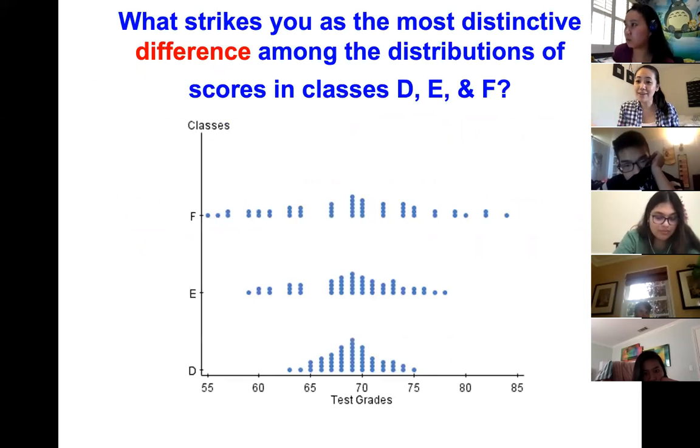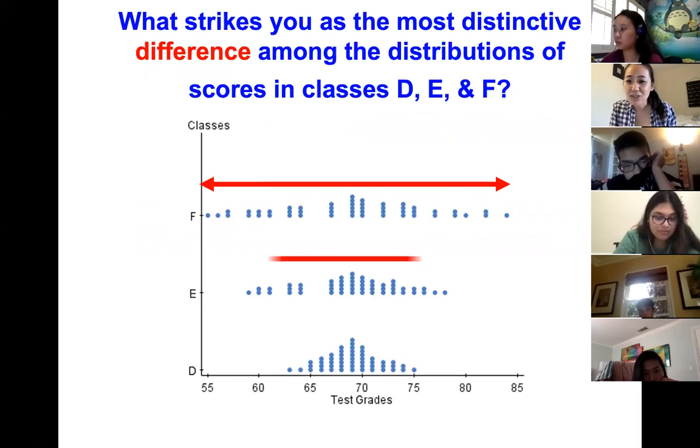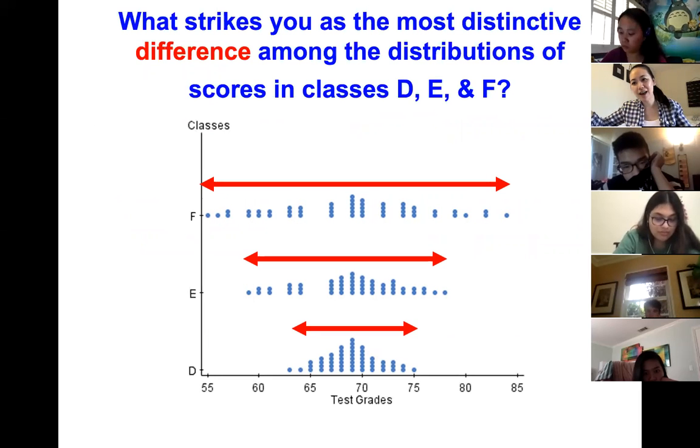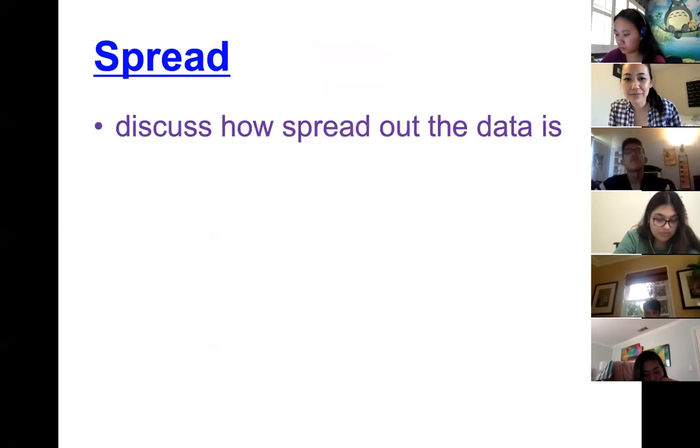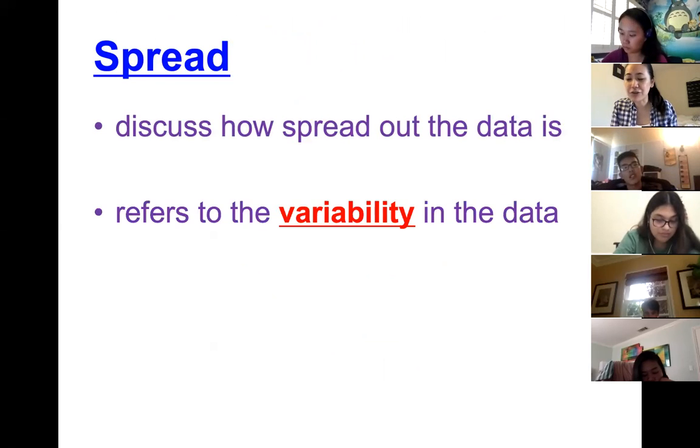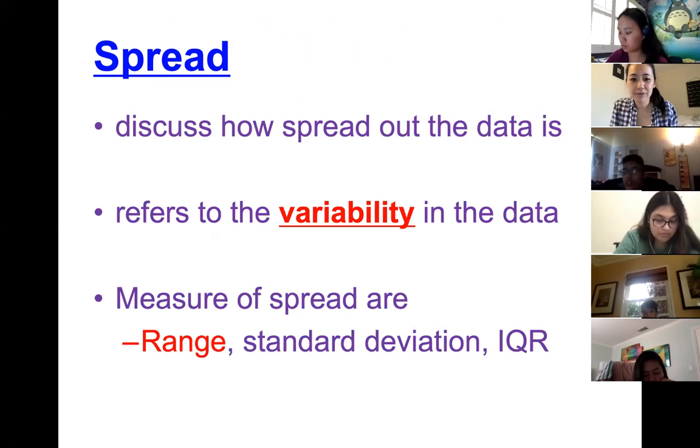All right, and then the last S in SMUX is spread. Spread is just how consistent is it? Is it super stretched out or is it super compact and very consistent? So we want to talk about spread, discuss how spread out the data is. It refers to the variability in the data, right? Is everybody really consistent or is it a wide range?